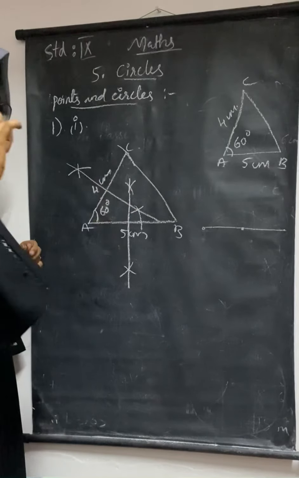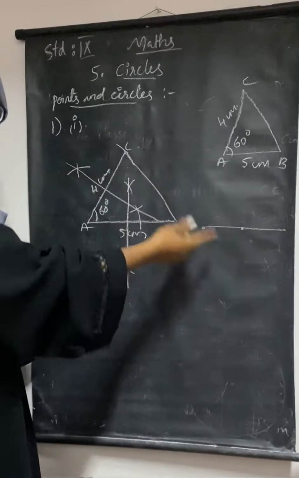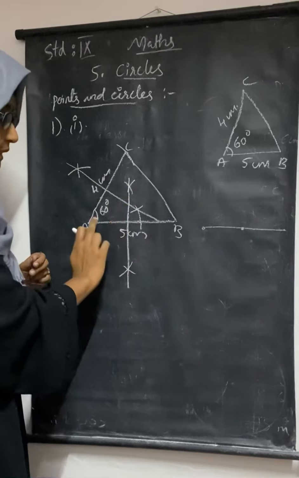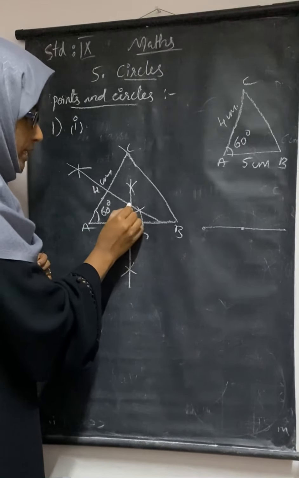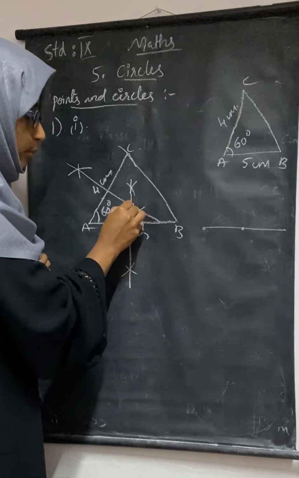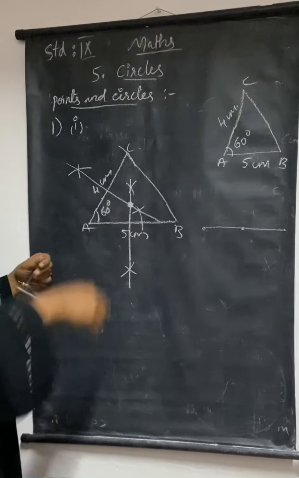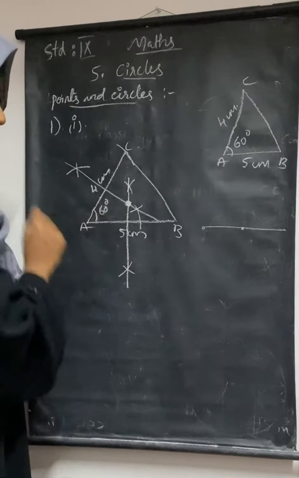Now two perpendicular bisectors are enough. The third one, if you want, you can do, otherwise no need, two only is enough. This side's perpendicular bisector is over, and this side's is over. Now these two perpendicular bisectors are meeting at a single point. You can mark it here, this is the center of your circle, the center of the circle of this triangle.